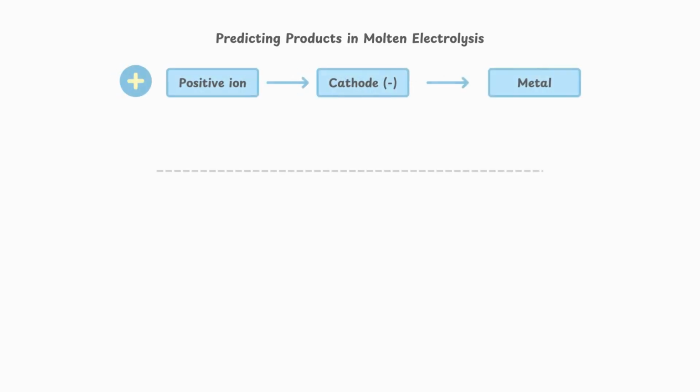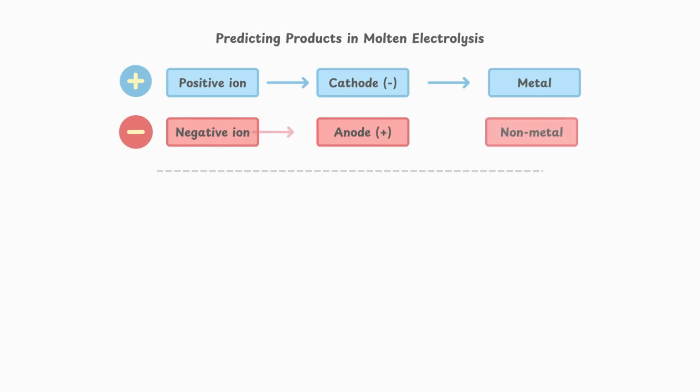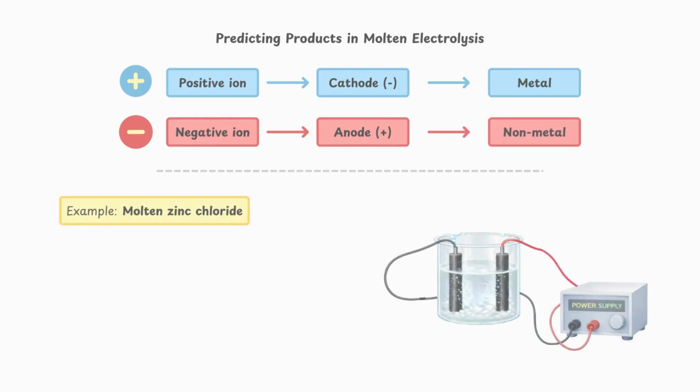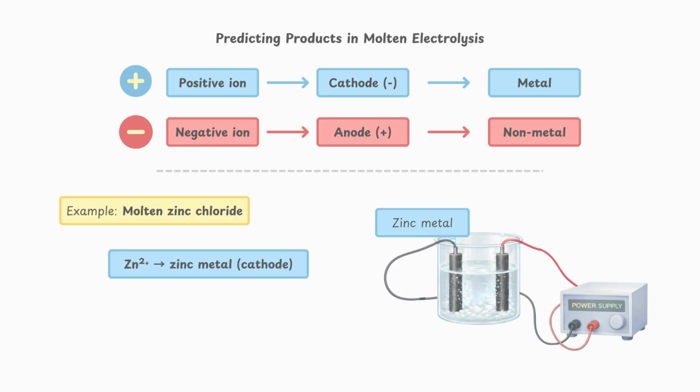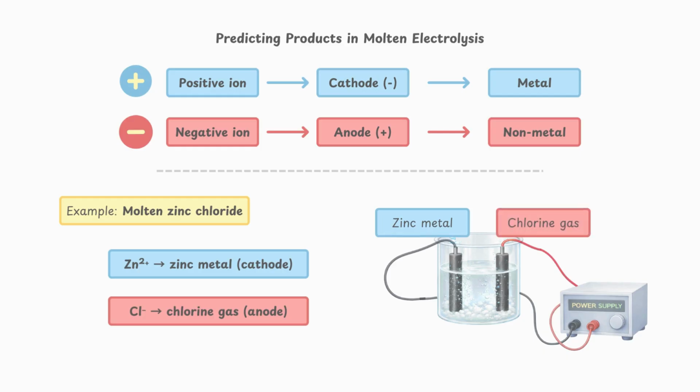Now let's see how to predict the products in molten electrolysis. Remember this simple rule. Positive ions go to the cathode and form metals. Negative ions go to the anode and form nonmetals. For molten zinc chloride, zinc 2 positive is a positive ion, so it moves to the cathode and forms zinc metal. Chloride negative is a negative ion, so it moves to the anode and forms chlorine gas. So the products are zinc metal at the cathode, chlorine gas at the anode.